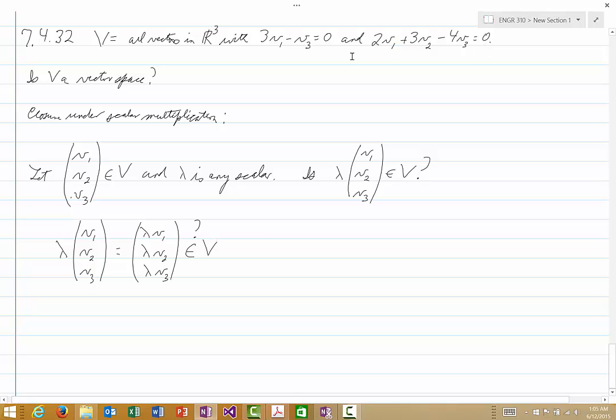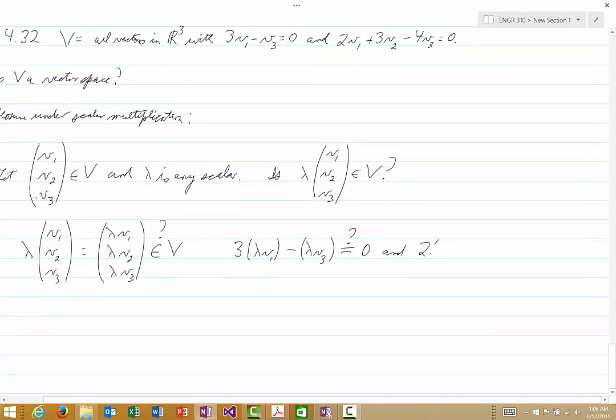Okay, so we have 3 times the first component. That's 3 times lambda v1, minus the third component, which is lambda v3. Is that equal to 0? And we also have: is 2 times the first component, lambda v1, plus 3 times the second component, minus 4 times the third component, equal to 0? Okay, so let's check these two conditions. We can rewrite the first equation like this, and the second one can be rewritten like this.